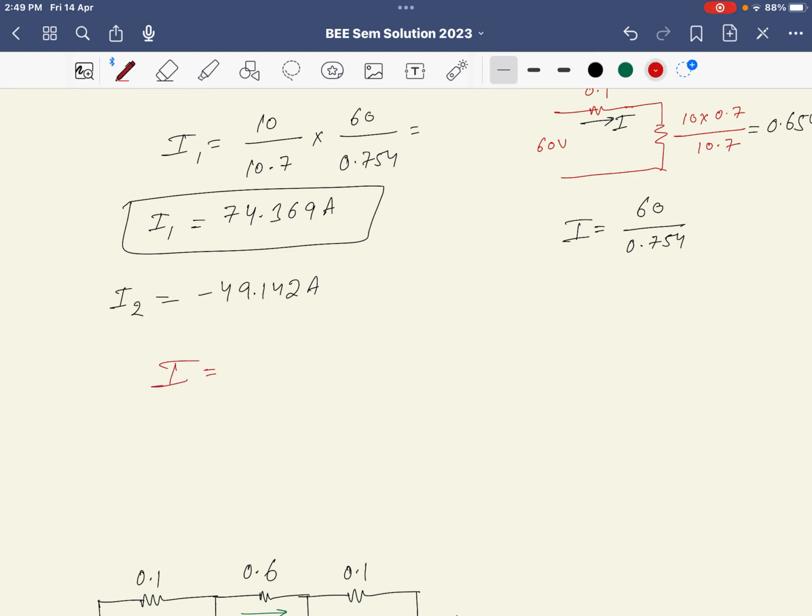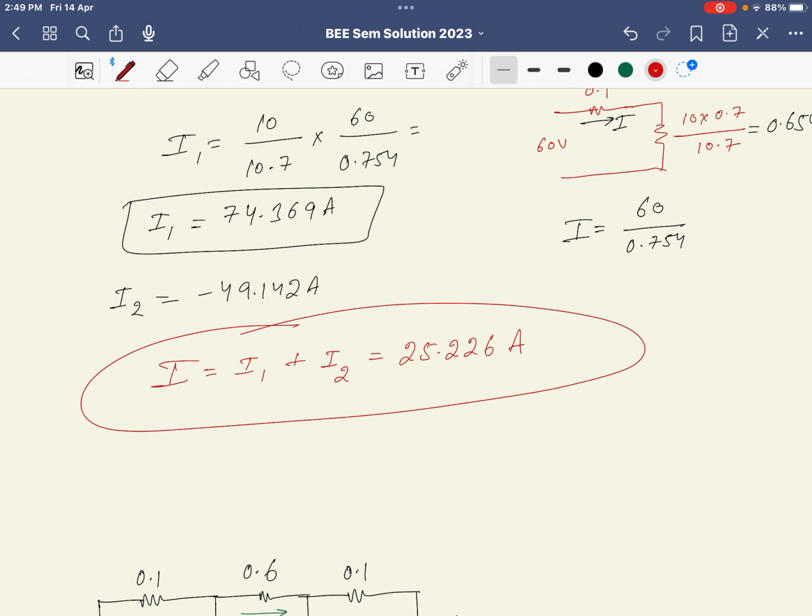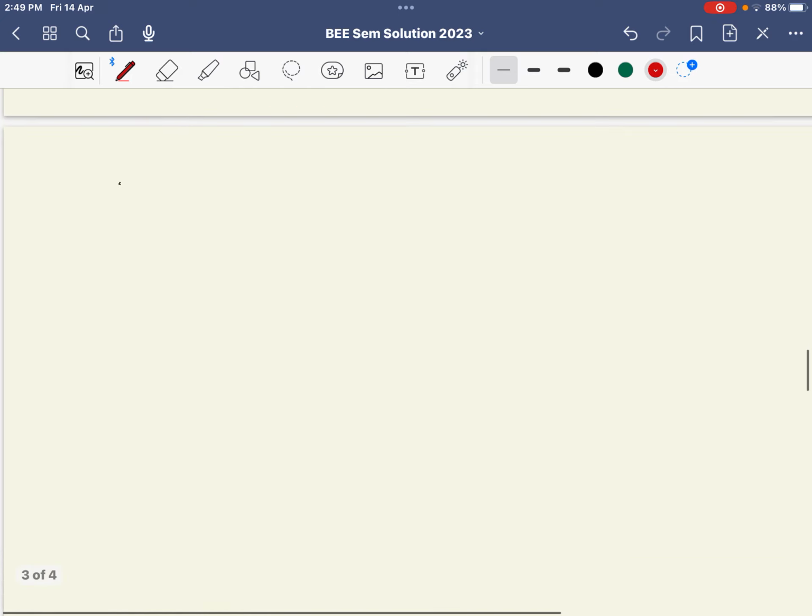So what is the superposition theorem? It is the summation of these two effects, so I1 plus I2 will be equal to 74.369, and adding this I2, which is a negative value, gives 25.226 ampere. So this is how we can solve this numerical and get the answer 25.226.